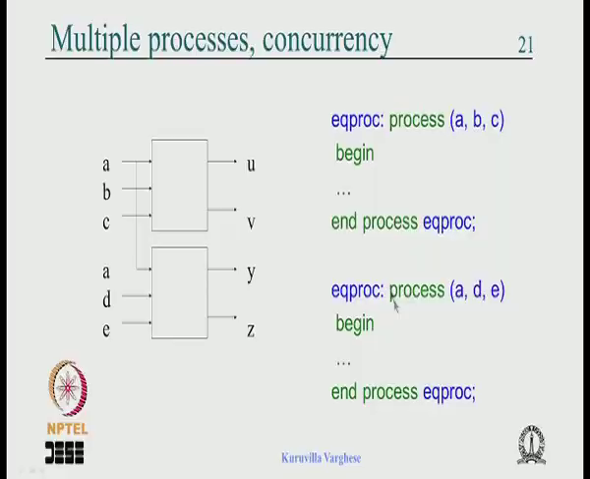But for the synthesis tool, it does not matter how the two processes are simulated. It looks at the code written here and generates the equation or the circuit for U and V, then comes here, looks at the code for Y and Z, and generates the circuit which is written for this block. That's all. When you say concurrency, it is mainly the simulator we mean.